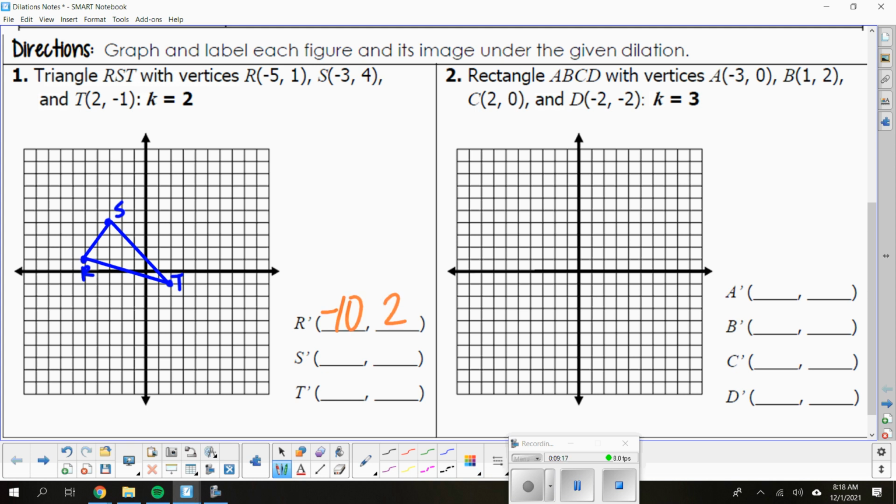Negative 5 times 2, 1 times 2, negative 3 times 2, 4 times 2, 2 times 2, and negative 1 times 2. And then we're going to plot our new points and make sure we label with primes. This is a 10 by 10 grid that I'm doing. And then we're going to connect them.